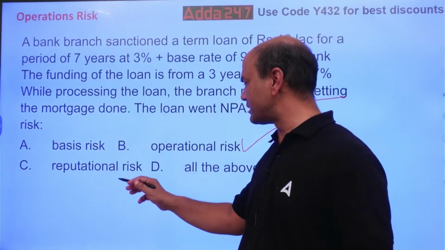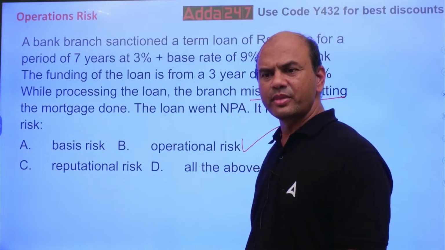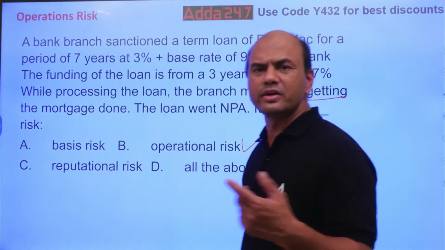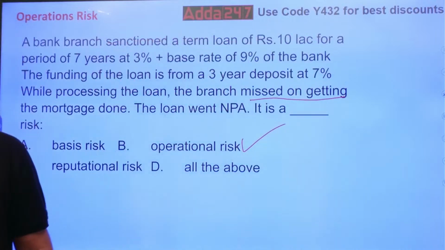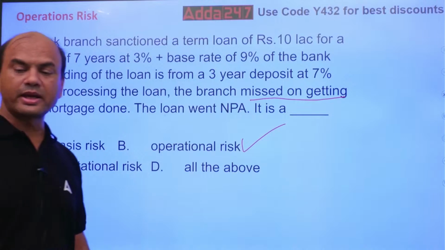Basis risk, reputational risk, all of the above, forget all these things. Operations, you have missed it, very simple. Why did you miss it? Who checked it? What was the checklist? Where's the checklist in this? So these things are to be answered.